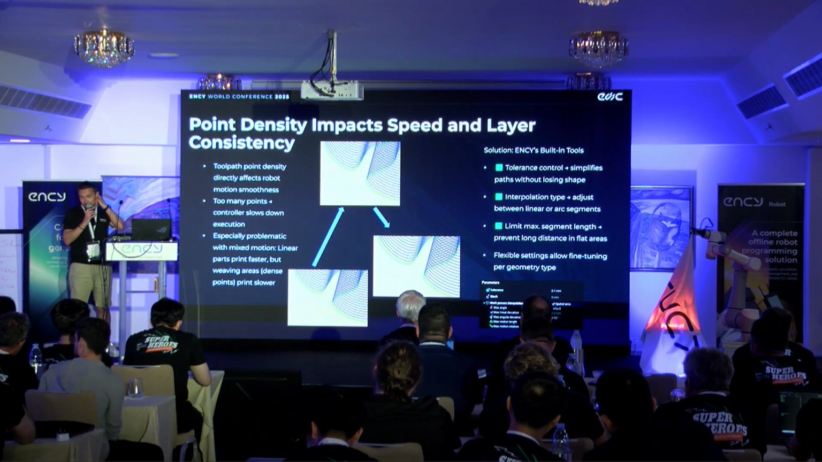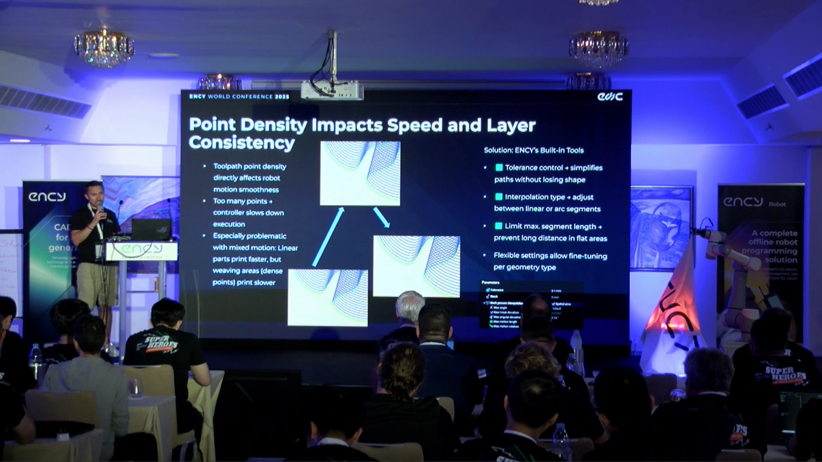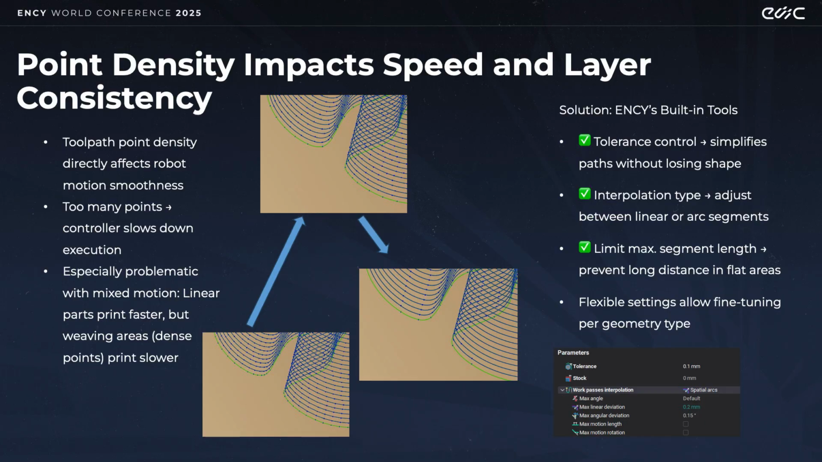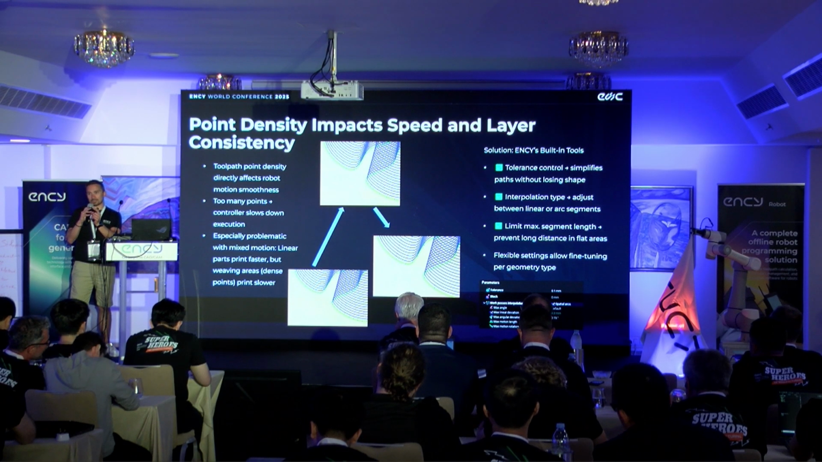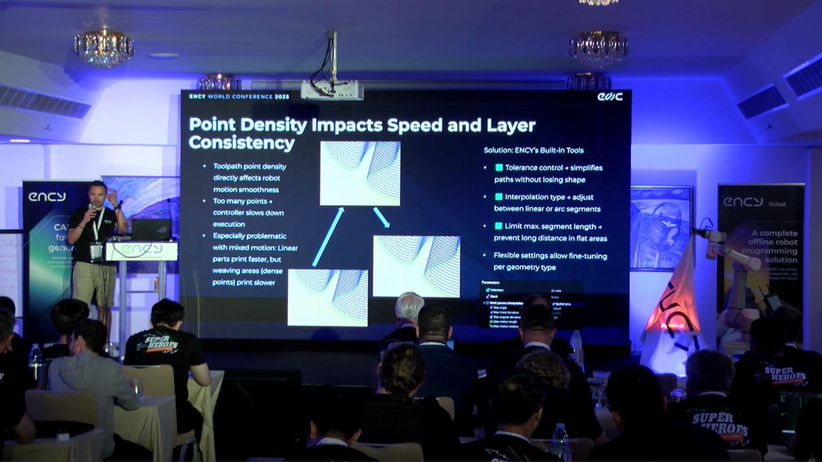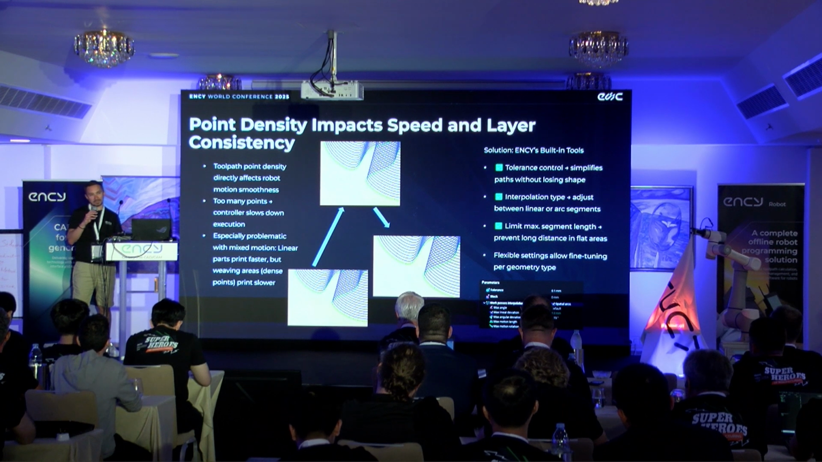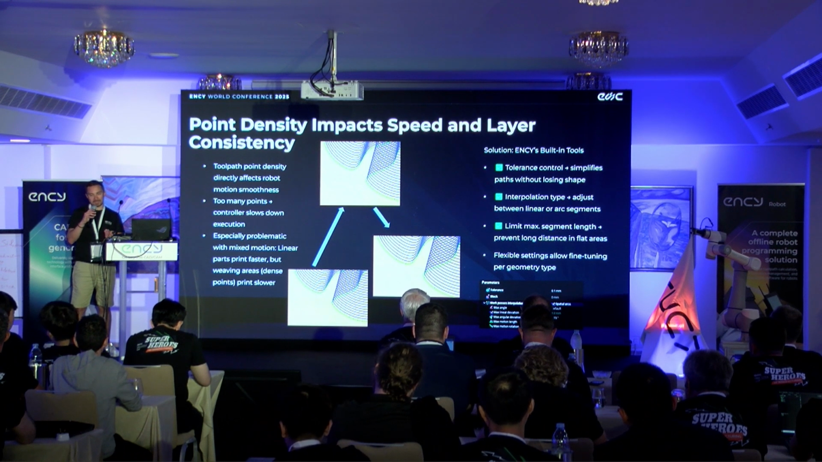What next challenge did we have? It is point density. If you work with robots, you know, if you have a lot of points close together, robots start to think a little bit more than you need and decrease the speed of movement in these areas.